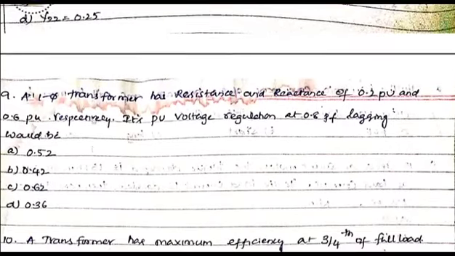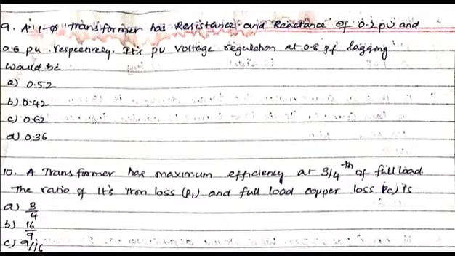Sorry for the presentation. A single phase transformer has a resistance and reactance of 0.2 per unit and 0.6 per unit respectively. Its per unit voltage regulation at 0.8 power factor lagging will be. So here we need to find the per unit voltage regulation.